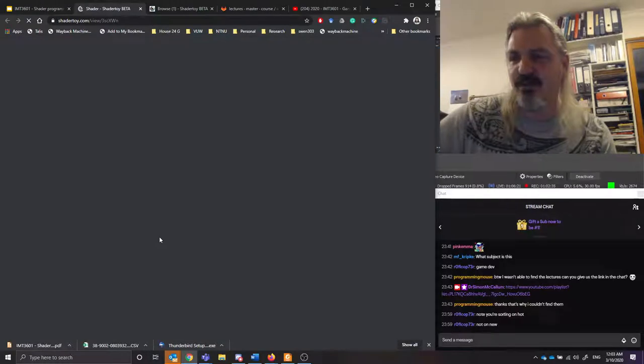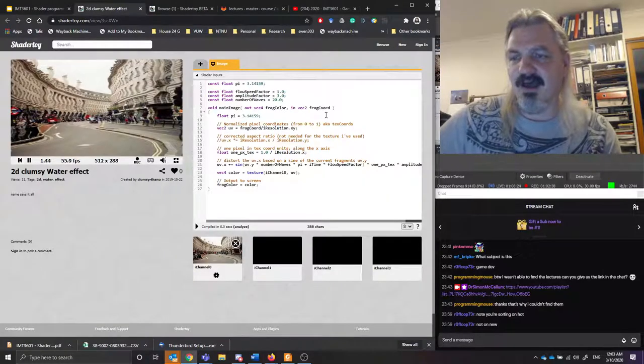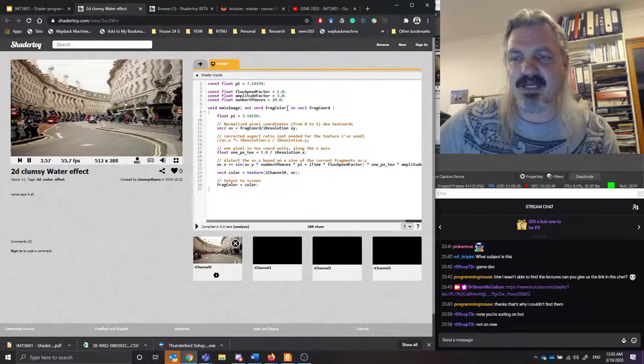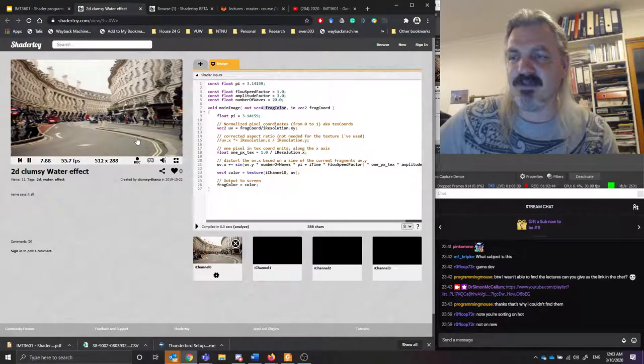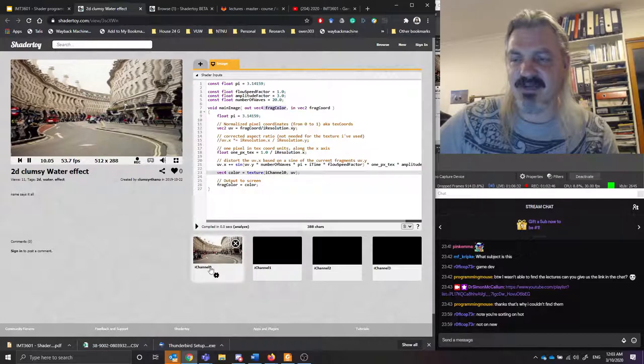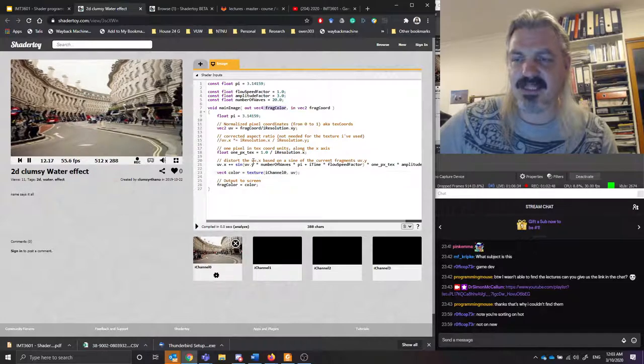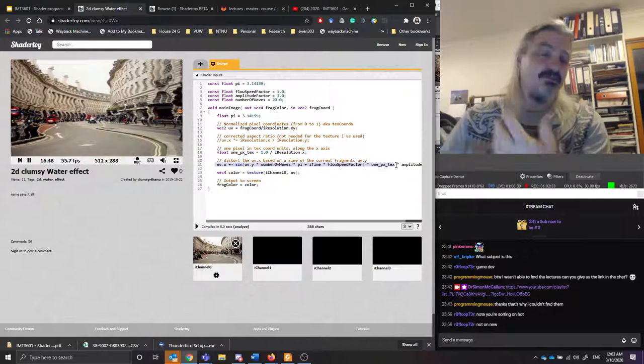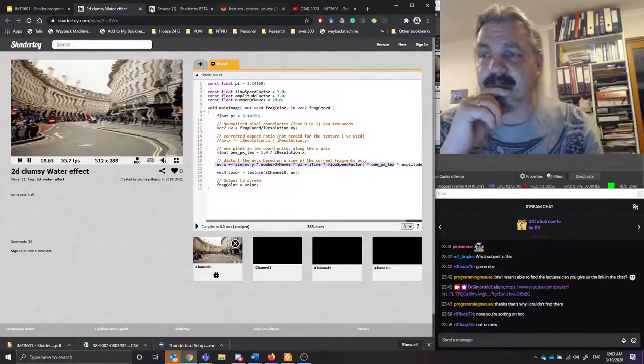This one is a very simple one, which just has a ripple effect and is a fragment shader, right? So it's a fragment shader, and it ripples the fragments of this channel zero texture, right? So it just has a simple sine wave that ripples that texture down. An example of a fragment shader, okay?